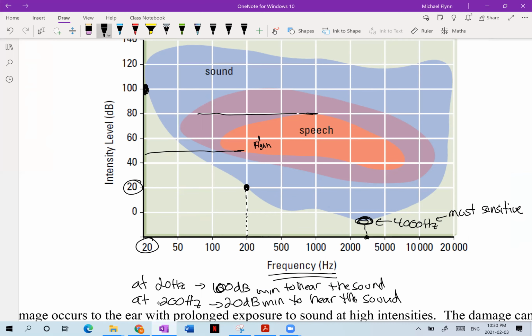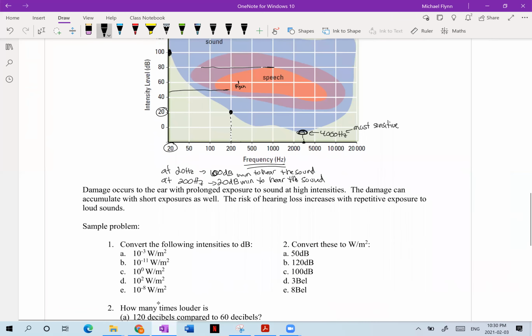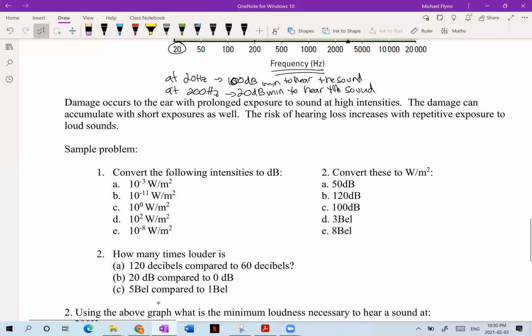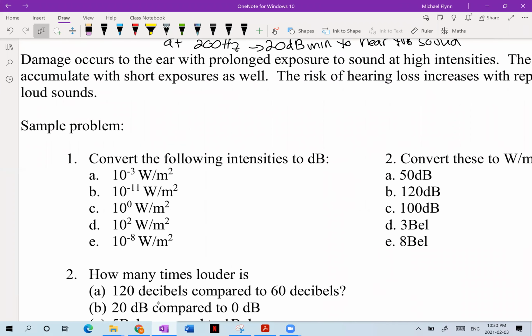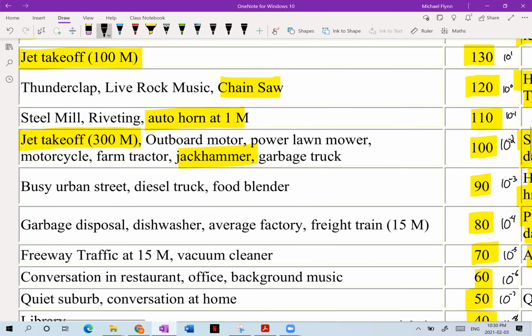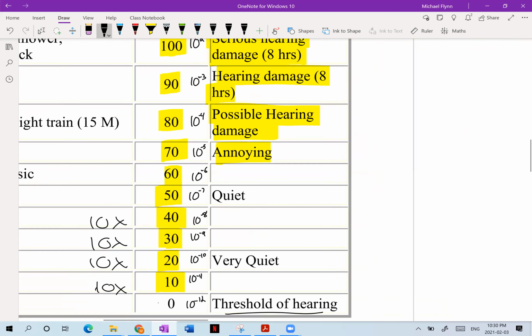All right. So let's see if we can answer some questions. I'm going to do a couple of these with you, but only a couple, and you can do the rest. So let's do this question here. Convert the following intensities to decibels. Easy peasy, watch. It's 10 to the minus 3 watts per square meter. Am I going to take out my calculator? No. All I have to do is go back to the chart. Look up 10 to the minus 3.